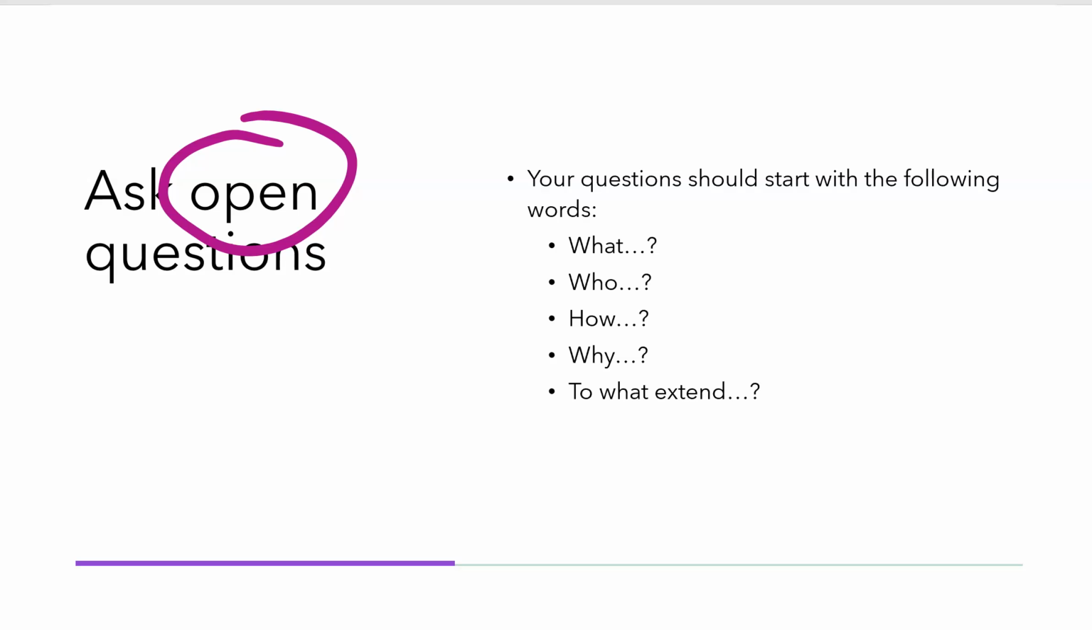And so questions that can't be answered with yes or no start with words like the ones that you can see on the right. So what, who, how, why, and to what extent. Those are really good ones to start your questions with, and so I'd recommend that you use those.